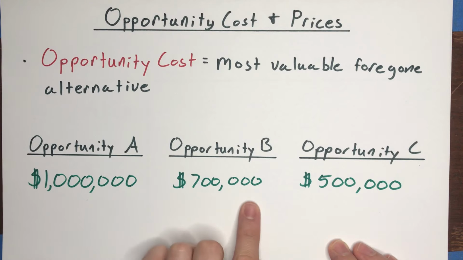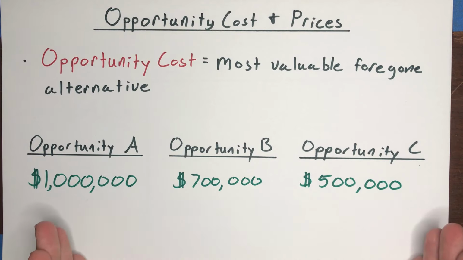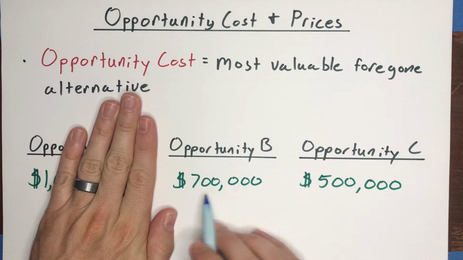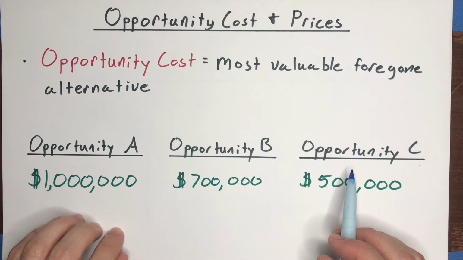Opportunity B would net you a profit of $700,000. And opportunity C would net you a profit of $500,000. If you are faced with these opportunities, pretty obviously, you're going to pick the one that gives you the biggest payout. Opportunity A, that's the one that you would choose. Your opportunity cost is not both of these 2 other opportunities, because you could have only done one of them if you weren't doing opportunity A.